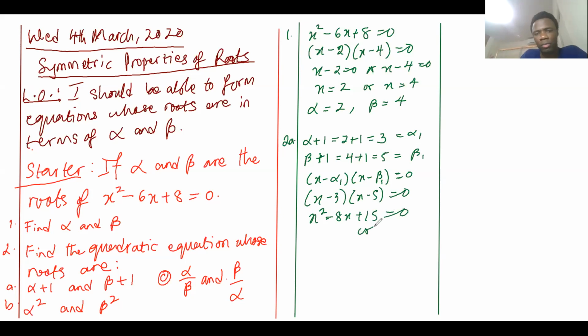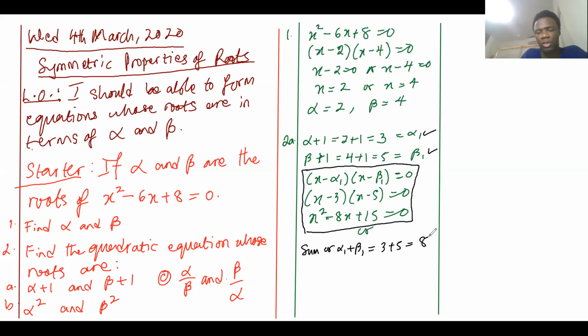For those who use the other method, after identifying your alpha 1 and beta 1, you can do the sum of roots. If you don't want to call it sum, you could call it alpha 1 plus beta 1. So it will be 3 plus 5, which is equal to 8. Then product, or alpha 1 times beta 1, which is 3 times 5, 15. I want this identified.